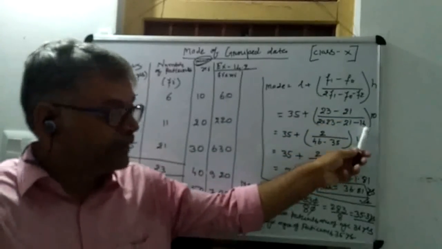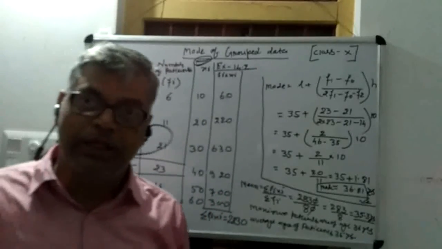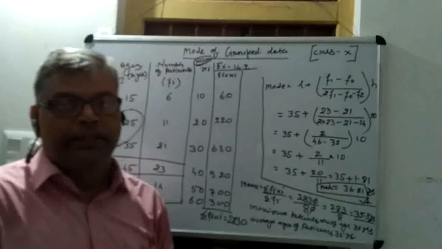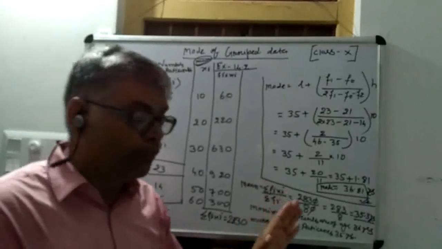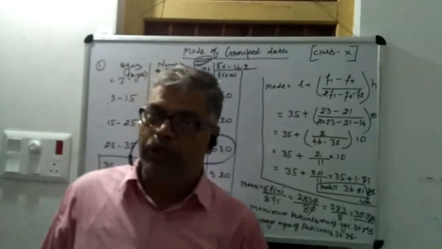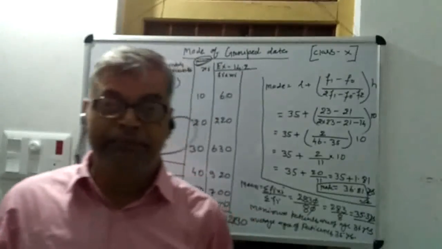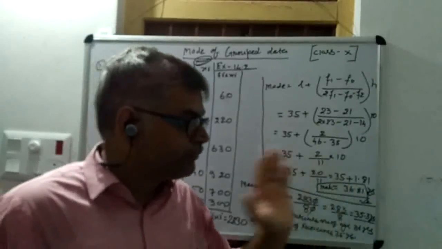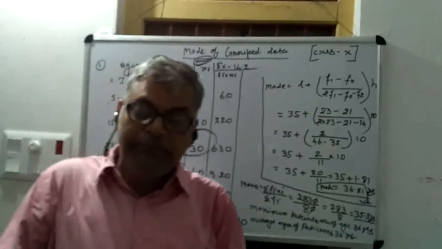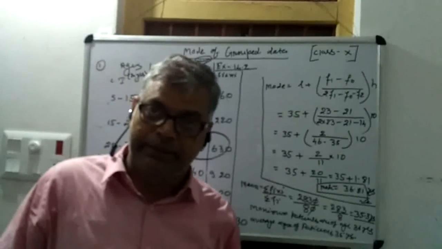And F2 represents the frequency of the class succeeding the modal class. So in this way, putting all the values and simplifying it, you will get the modal value of your grouped data. And always keep in mind that modal value gives the maximum number of the data. It means that suppose the mode comes 36. What does it mean? It means that the maximum number of patients admitted in the hospital is of age 36 years.